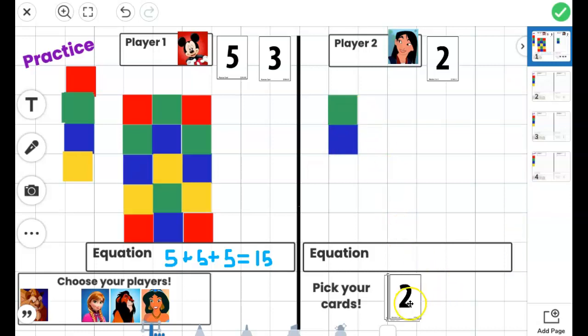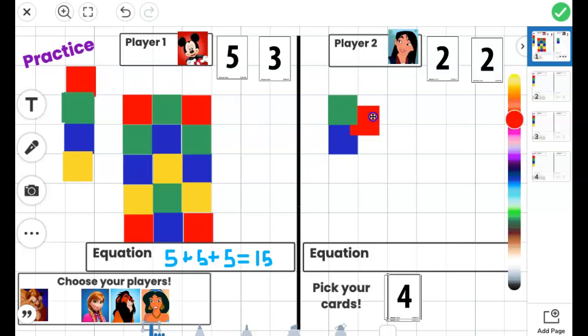Now let's pull out our second card. All right, what does our second card tell us? If you said it tells us our columns, good work. Now remember, I already have 1 column built. How many more columns do I need to build? Hold up your fingers. You should be holding up 1 finger. I only need 1 more.